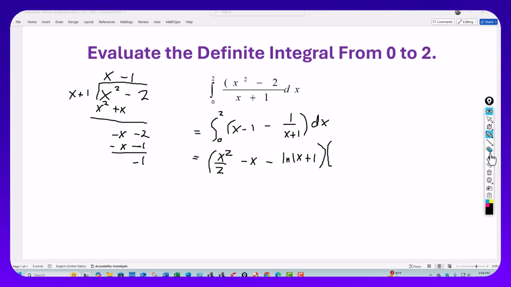Now we put the limits of integration here. This will go from 0 to 2. So let's evaluate it at 2. Put 2 where the x is here. 2 squared is 4 divided by 2. That's 2. Put a 2 here where the x is, minus x, that would be minus 2. Put a 2 here. This would be a 2 and 1 would be 3, so it would be a minus natural log of 3.